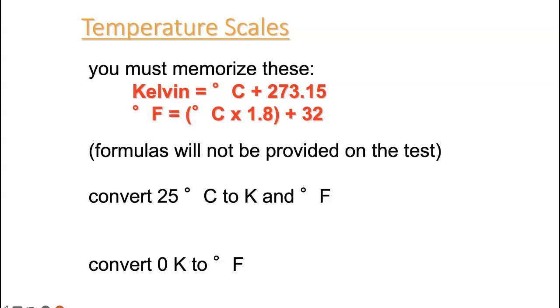So if you have 25 degrees Celsius and you added 273.15, you're going to come up with 298. So you'd almost have to round that using significant figures to get to 2 significant figures. With that same 25 degrees, multiply by 1.8, add 32, and you're going to come up with 77 degrees Fahrenheit. That 25 degrees Celsius is equivalent to 77 degrees Fahrenheit.